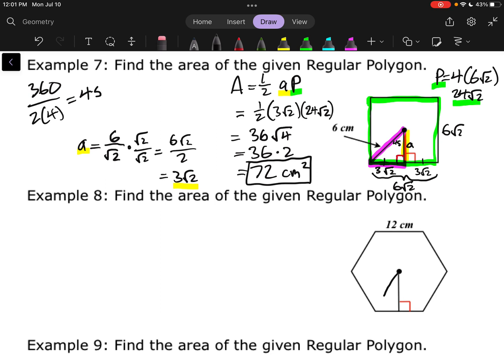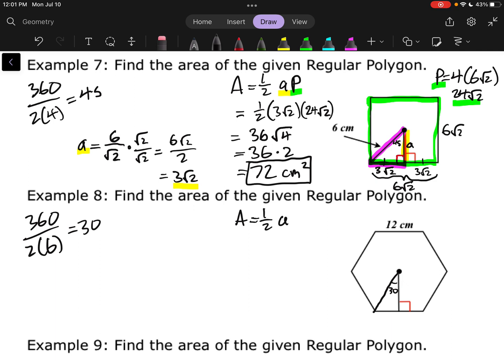Okay, so same deal. We're going to start off by drawing in the radius and figuring out what this little angle is up there. So hexagons have 6 sides, so I'm going to do 360 divided by 2 times 6. That'd be 360 divided by 12. That is 30.